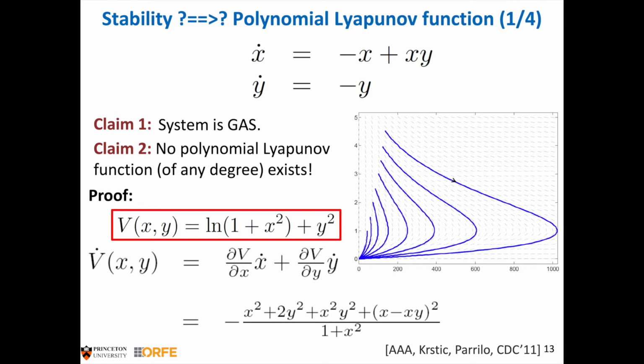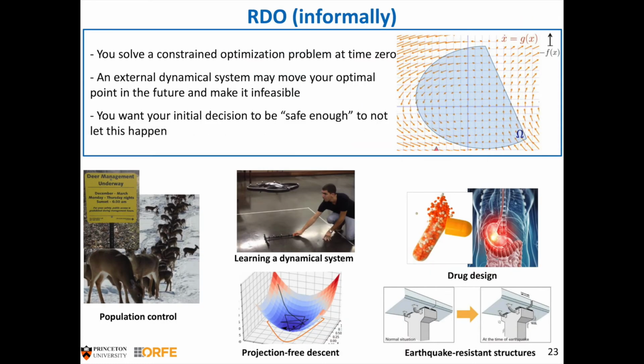Okay, so let's get to the second part, which I think is actually much easier to follow. For one, it is in discrete time. So what is a robust to dynamics optimization problem, or what we call RDO for short? The idea is simple. Suppose you have some optimization problem. You want to minimize some function f over a feasible set.